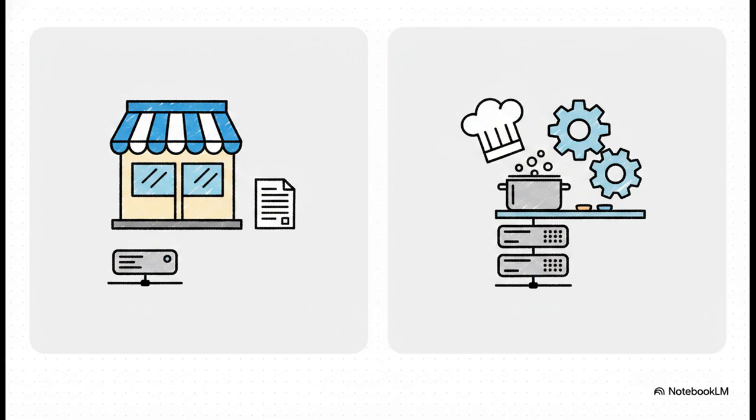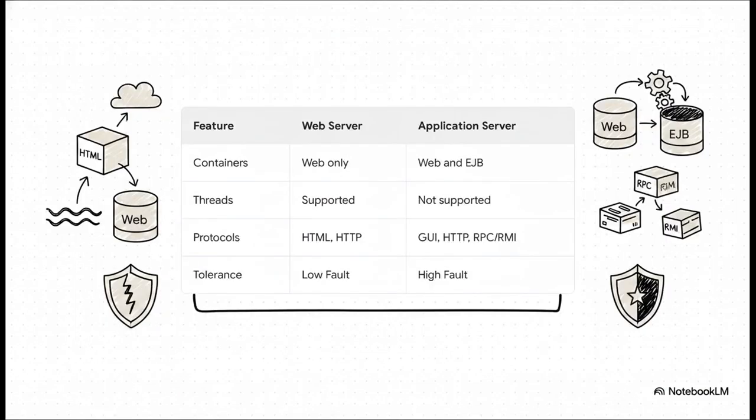Actually, a good way to think about it is this. Web servers are kind of like the static storefront handing you a standard printed menu. While application servers, they're the loud, busy kitchen in the back, cooking up your custom, dynamic orders. When you look at it architecturally, the divide is really sharp. Web servers like Nginx handle lightweight HTML and HTTP tasks with relatively low fault tolerance. But application servers like Glassfish, those are heavy-duty. They support multi-threading, they run web and EJB containers, and they utilize much heavier protocols like RPC and RMI. They're designed with massive fault tolerance for a reason, because they're executing mission-critical enterprise transactions that absolutely, unequivocally cannot fail.